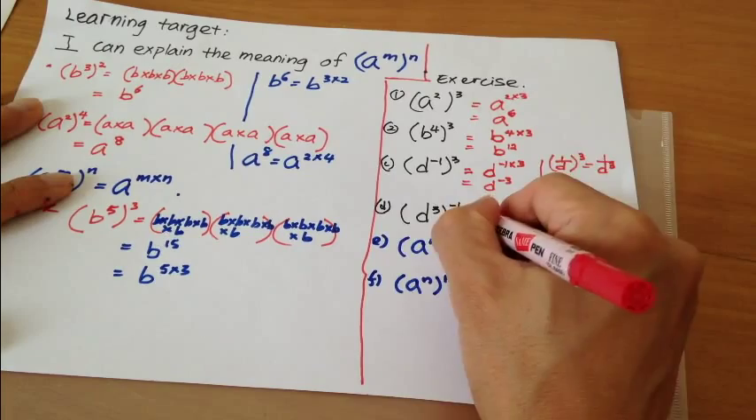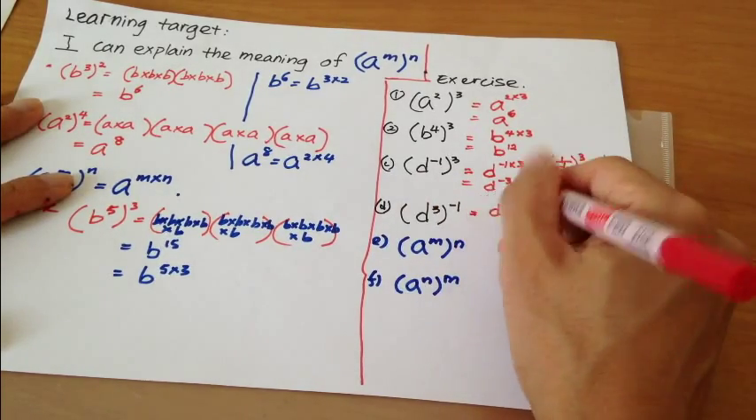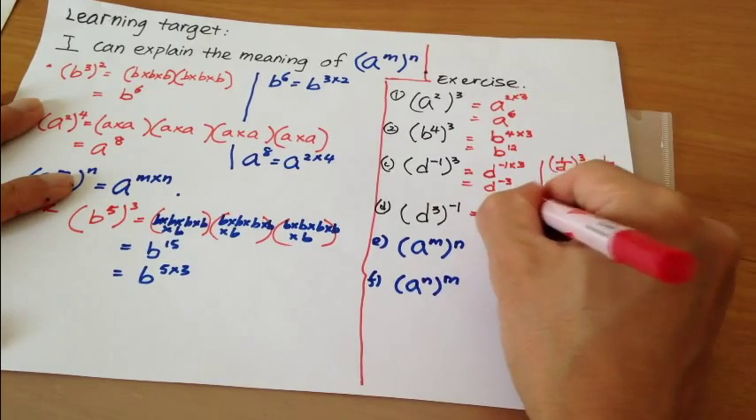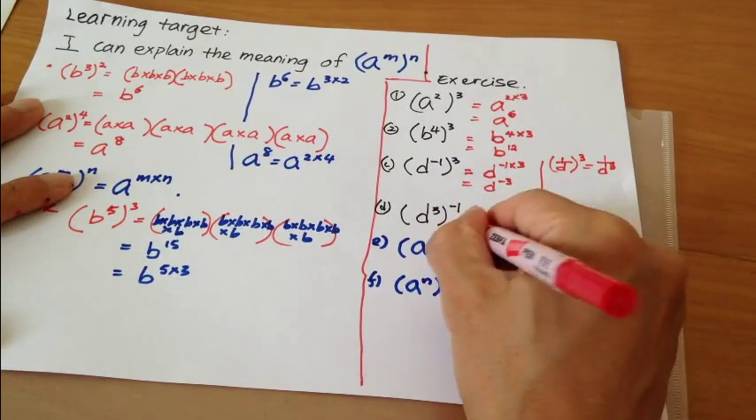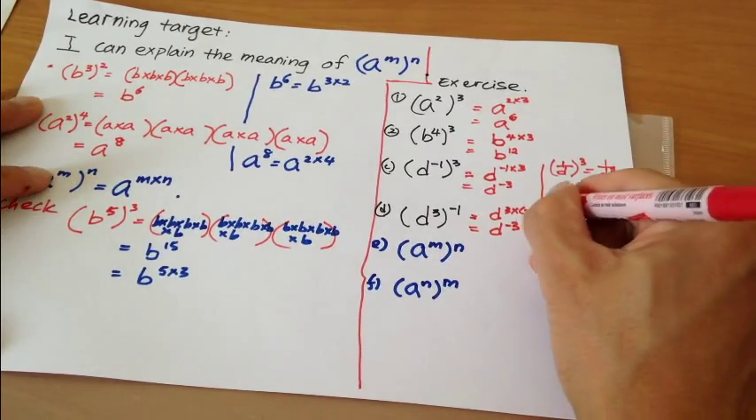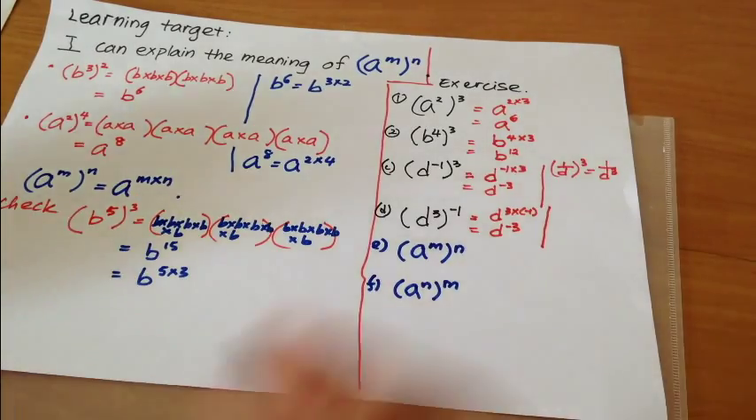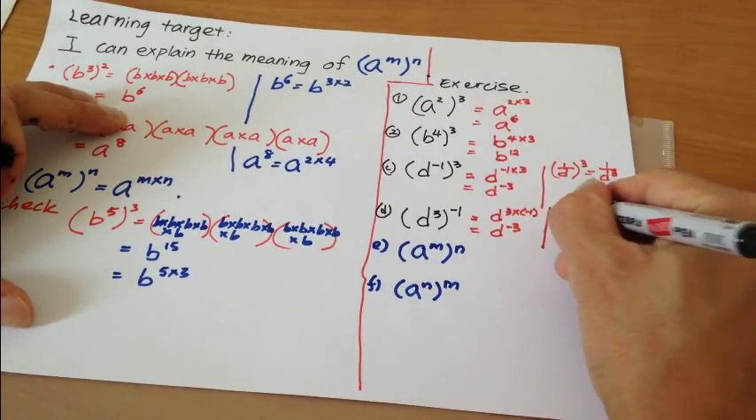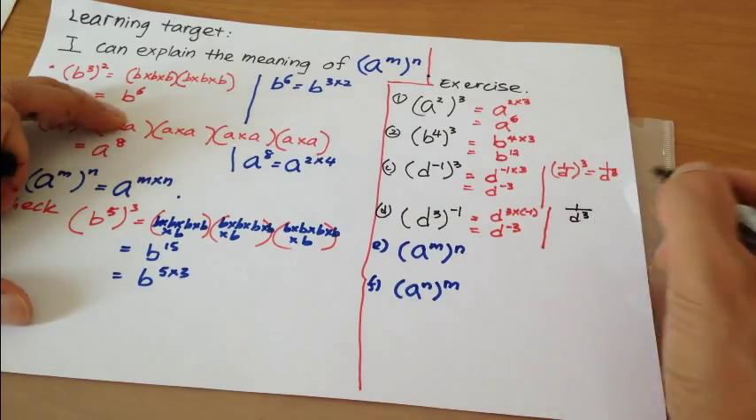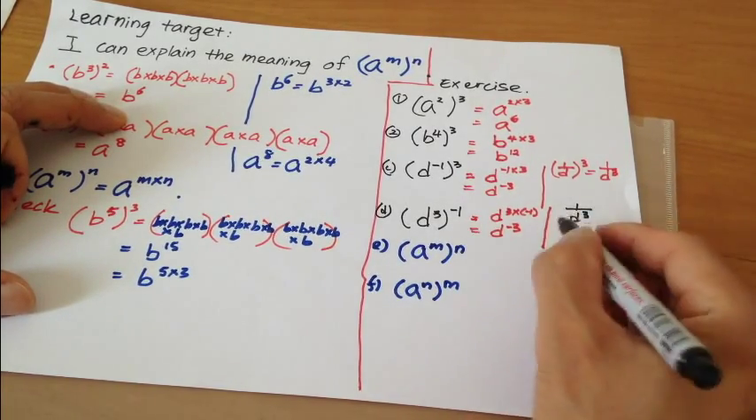And the last one, the d part, is d to the power of 3 and times negative 1. That is also d to the power of negative 3. And for this, you could have done it slightly differently, that is using 1 over d cubed. Right? And that's it. That's the answer.